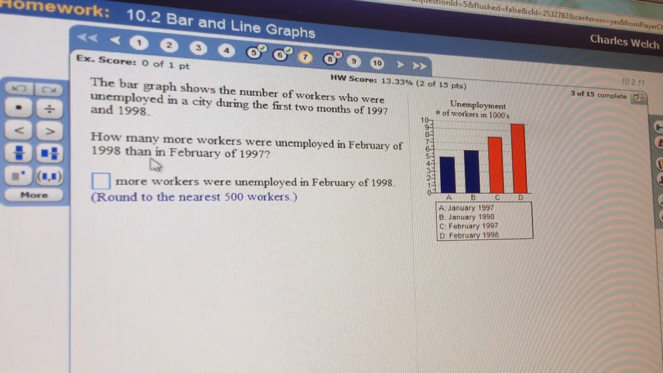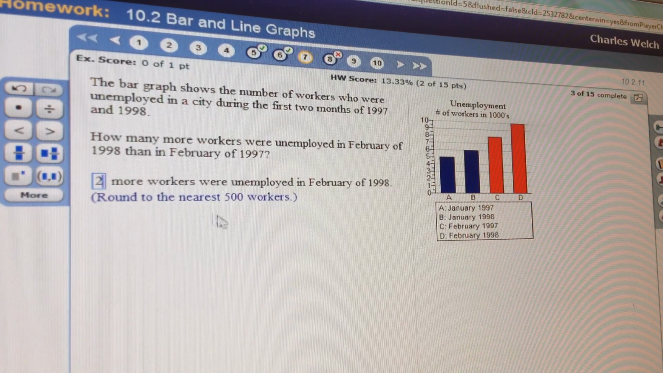So that implies, when it says how many more workers, that's implying subtraction: take the one that has more and subtract the one that has less. And notice that this is in thousands also. So we've got 10,000, and then right here it looks like this is going to be minus maybe 8,000. So I would say 2,000 more workers. 10,000 minus 8,000, 2,000 more workers.